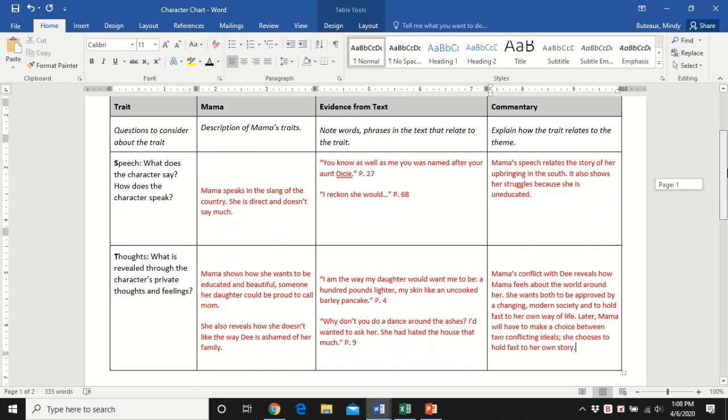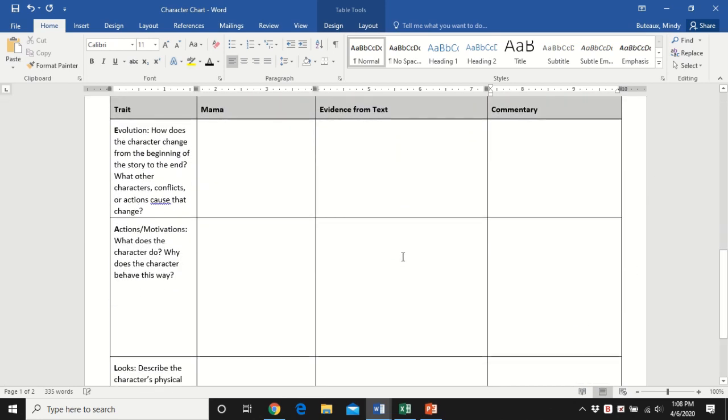Evolution. So now we're going to describe Mama's traits. How does the character change from the beginning of the story to the end of the story? What other characters or conflicts or actions cause the change? So definitely, she starts out seeking Dee's approval. But by the end, when she realizes that Dee didn't appreciate and was actually ashamed of where she came from, she chooses to give the quilts to Maggie because Maggie was loyal to her heritage.